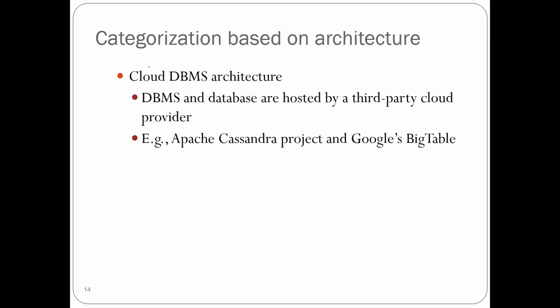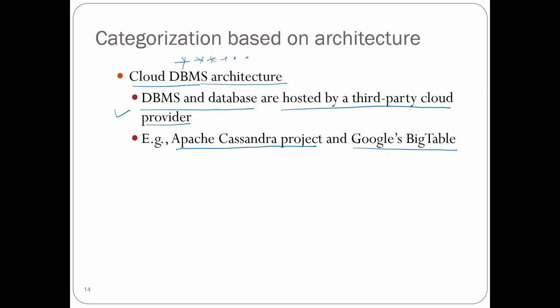Okay, so there's another possibility, which is the cloud-based DBMS architecture, or cloud DBMS architecture. In this version, the DBMS as well as the database will be hosted by a third-party cloud provider. Examples are the Apache Cassandra project and Google's Bigtable project. Okay, it's a simple one, but you need to remember, because I believe that these are very important these days.